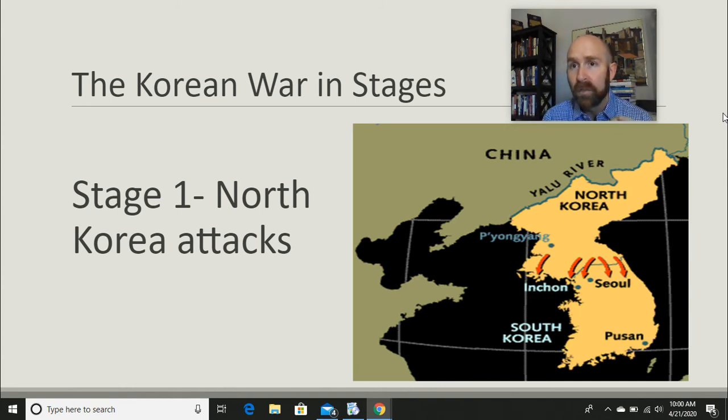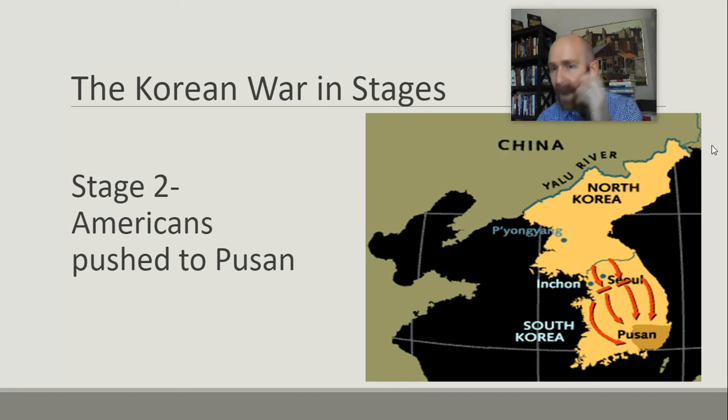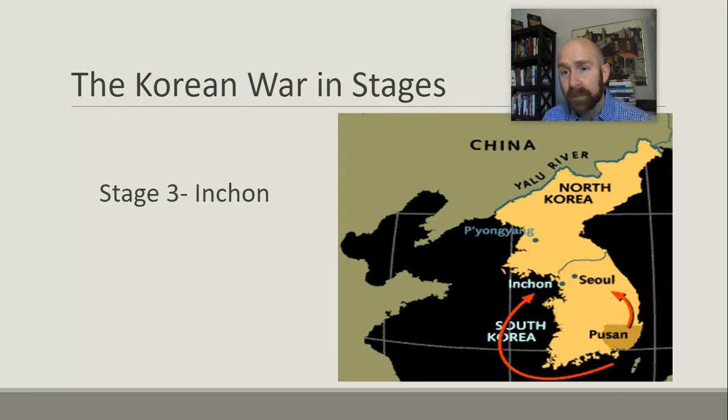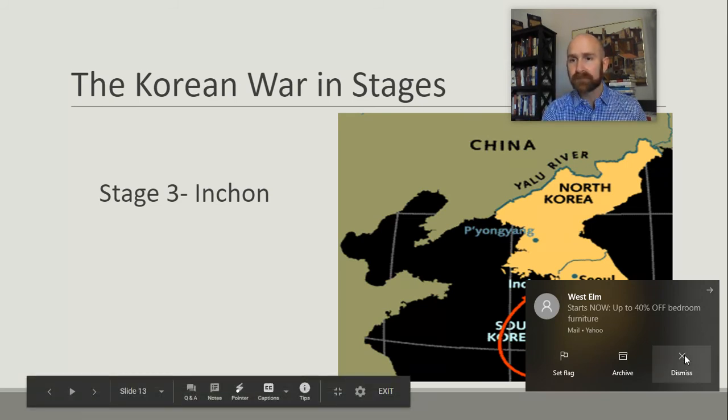So stage one, the North Koreans invade, they take Seoul, and they eventually are able to push all the way down past Seoul to Busan. So that's stage two. This is when MacArthur gets involved. He reinforces at Busan and then comes up with the plan to swing around and land troops at Incheon while troops break through at Busan and push up to Seoul. That's the pincer movement that we had talked about.